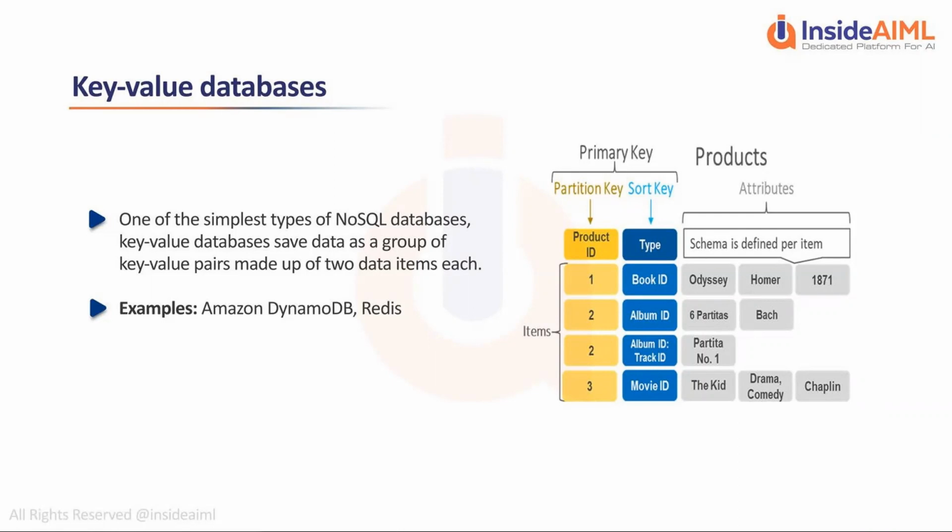Okay, so one of the simplest types of NoSQL databases is the key value database. Save data as a group of key value pairs. For example, if you're storing some information, you have some sort of key and value. For example, the marks. So you will create a key that will be marks, and with this key you will have the values associated with it. For example, the marks, let's say 78 and so on.